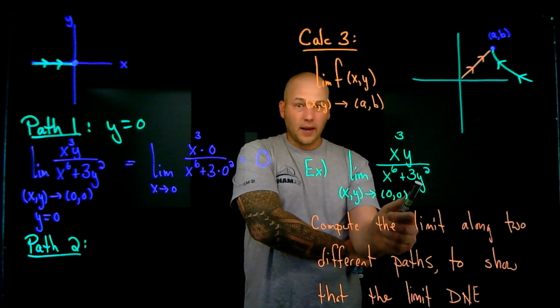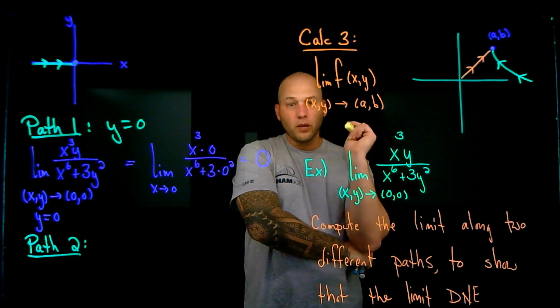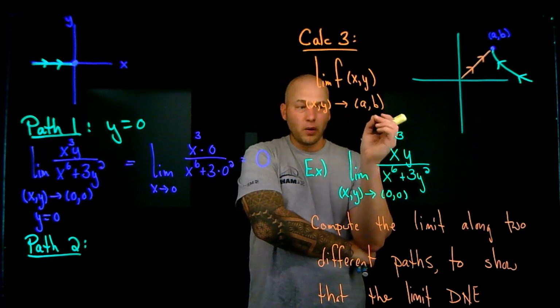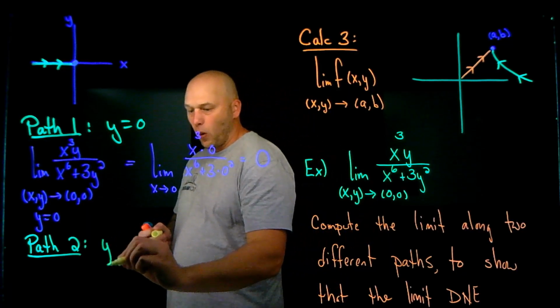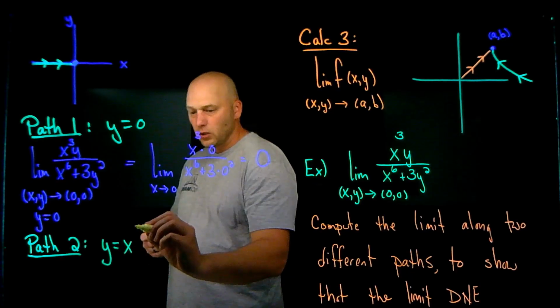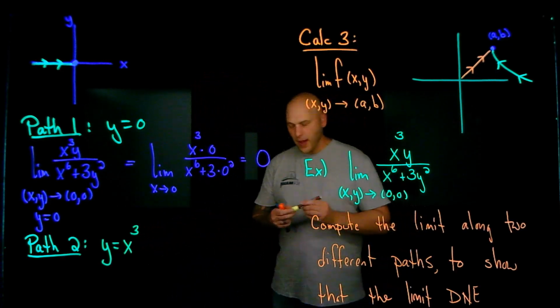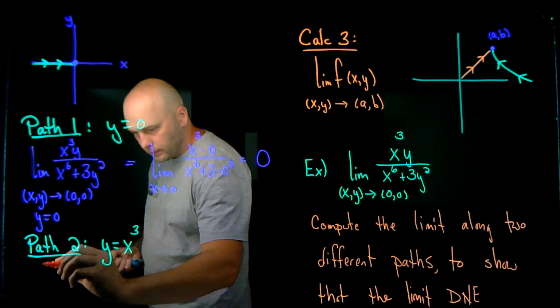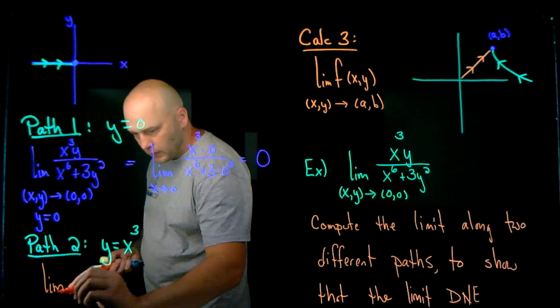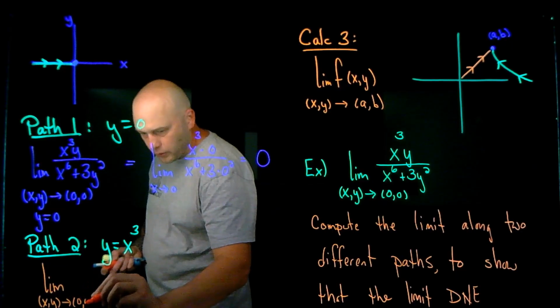y would have to be x to the third, or 2x to the third, 3x to the third, 4x to the third, a constant times x to the third. But let's just choose x to the third. So my second path is going to be y is equal to x to the third. Let's go ahead and then compute the limit along that path. Okay, so I would have the limit as (x,y) approaches the origin along the path y equals x to the third.